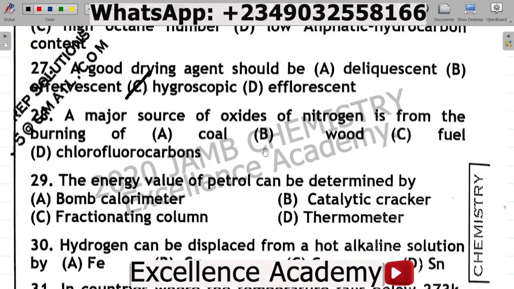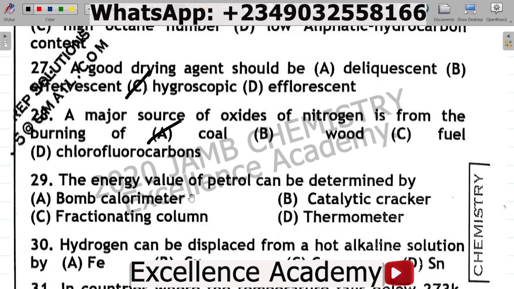That's your answer. 28. A major source of oxides of nitrogen is from the burning of A, coal, B, wood, C, fuel, D, chlorofluorocarbons. For this question, the correct answer to question 28 is A, coal.